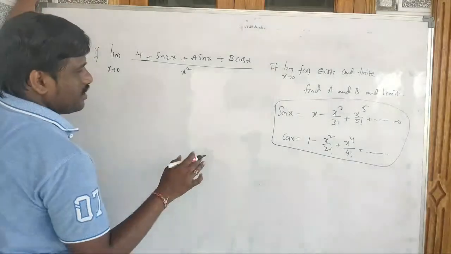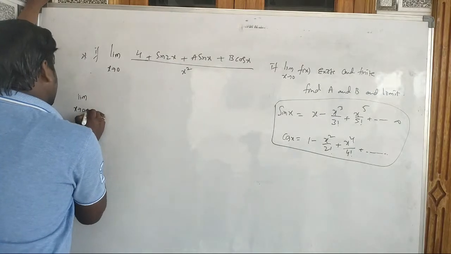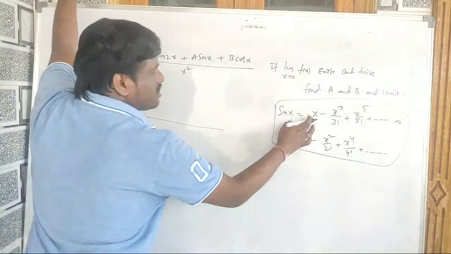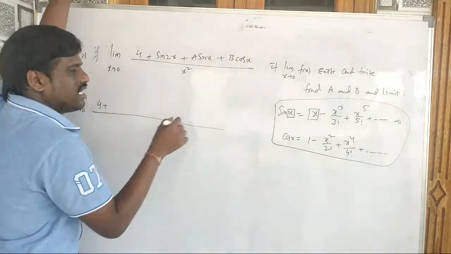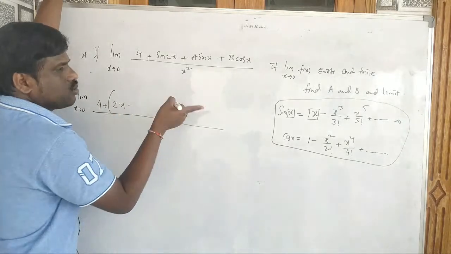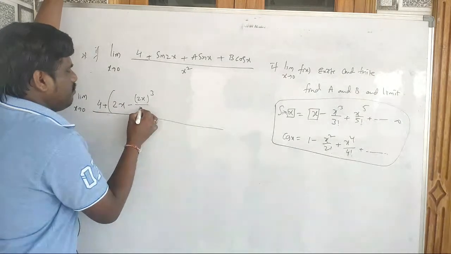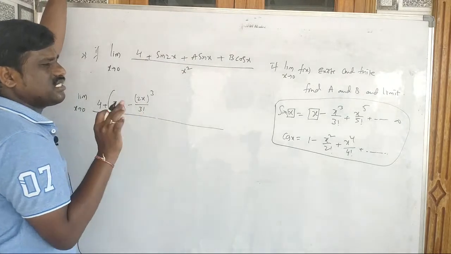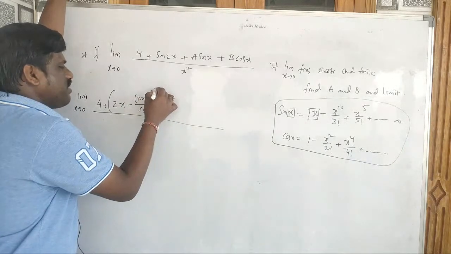Now look at here carefully. So I will substitute: limit x tending to 0, 4 plus sine 2x. What is the sine x formula? If sine x is there, I'll get x. Sine 2x is there, I'll get 2x. So I'll get here 2x minus 2x whole cube divided by 3 factorial. See, denominator is x square only. So till x square is sufficient. No need to go more.